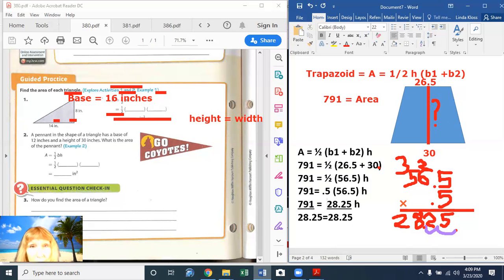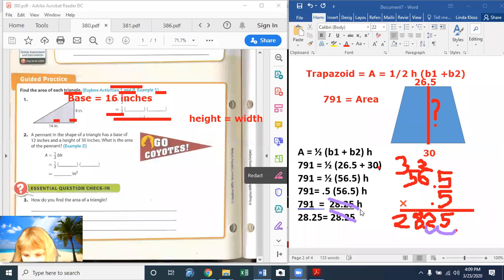Okay, so now I have 791 divided by 28.25 on one side of my equals. Try to line those equals up. And then I have 28.25 divided by 28.25 on the other side. So grab my color here. 28.25 divided by itself cancels out to 1. So any number times 1 is just the number. So we know that we're going to end up with just an h on the one side of the equals.